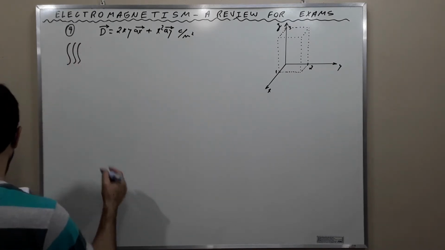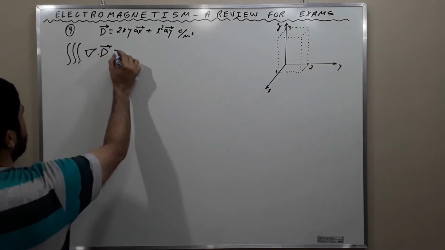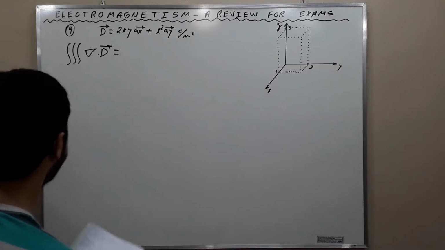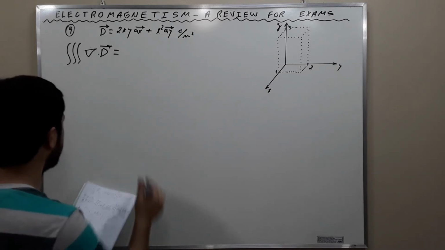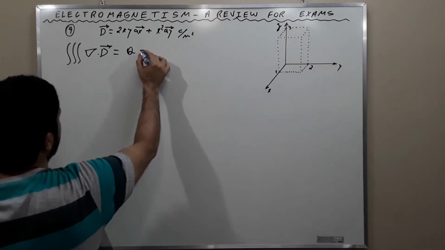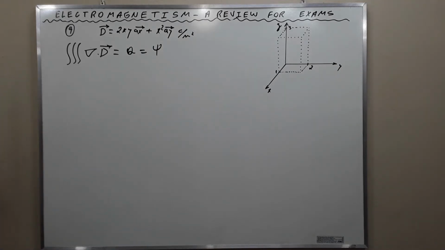the triple integral of the divergence of D is equal to the charge, to Q, or the flux density. Okay? So we need to calculate the divergence of D first.